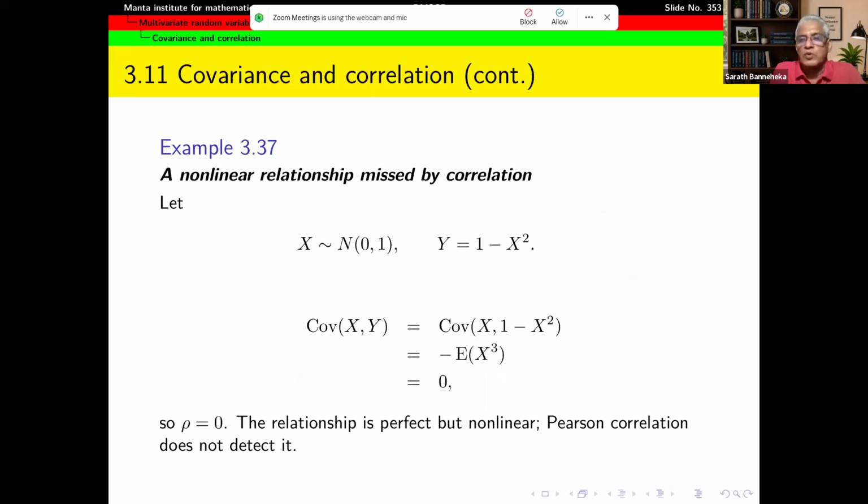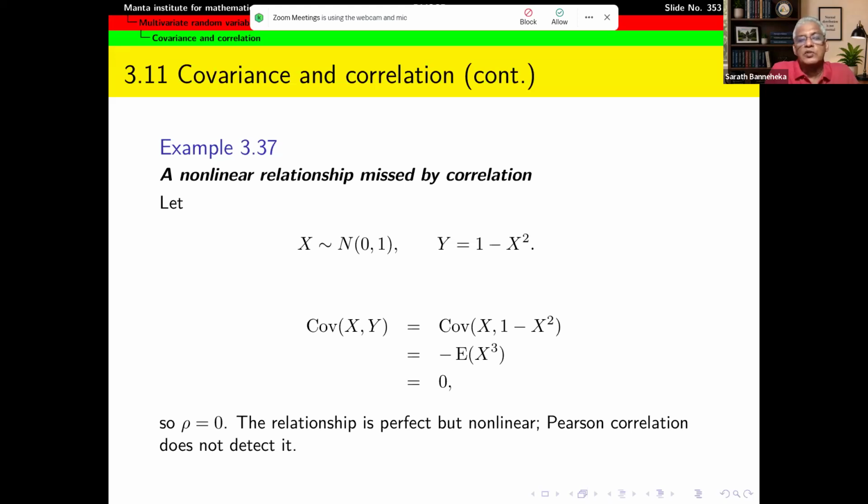So this is an example; we have already looked at some similar examples. This is another one: a nonlinear relationship missed by correlation. Let's consider a random variable x, which has a standard normal distribution. And let's say y is equal to 1 minus x square. So x and y are completely related. Statistically, they are related. But let's look at the correlation or covariance. Let's look at the covariance.